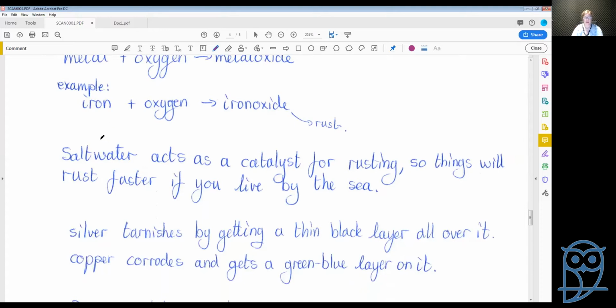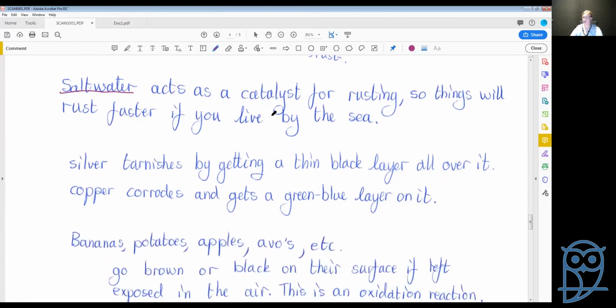So salt water acts as a catalyst for rusting. So things rust a lot faster if you live by the sea, because there's salt water in the air, and that ends up speeding up this rusting process by a lot. So this one was just with iron. Iron oxide is called rust. The rest of the things we called something else, corrosion or tarnishing or something else.